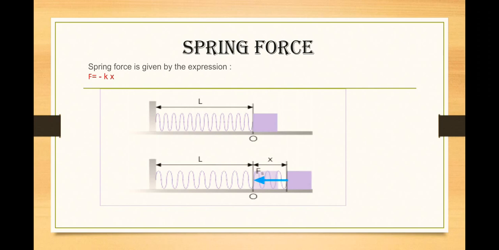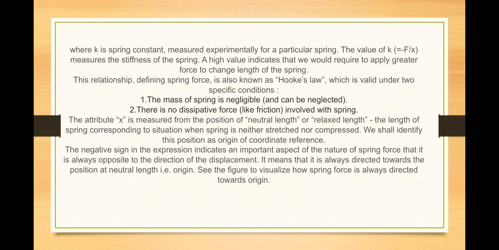Suppose this is a spring, the length equal to L, and the distance in the middle, x, is measured from the point O, where k is a spring constant measured experimentally for a particular spring. The value of k equal to minus F by x, if you transpose, measures the stiffness of the spring. A higher value indicates that we would require to apply greater force to change the length of the spring.